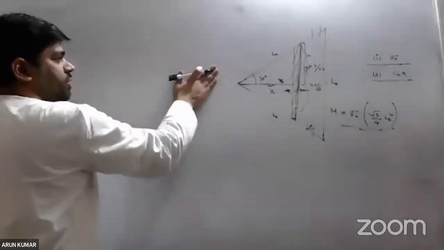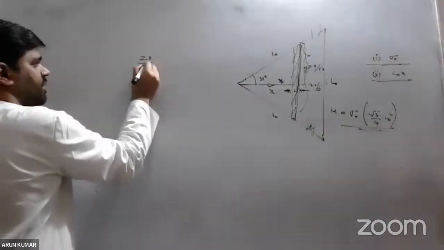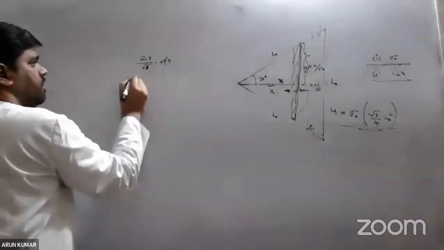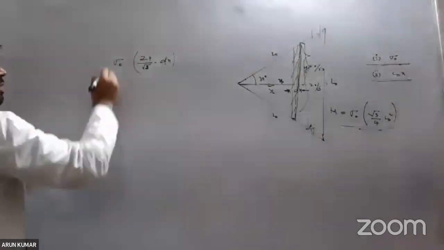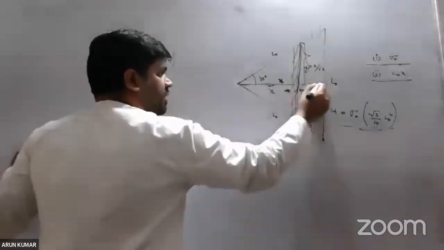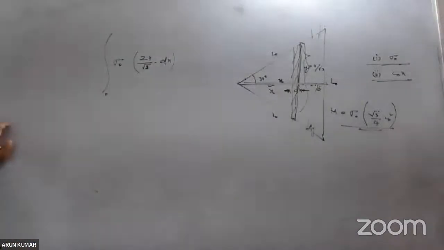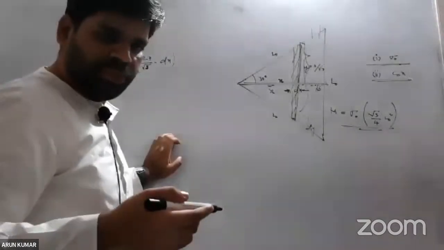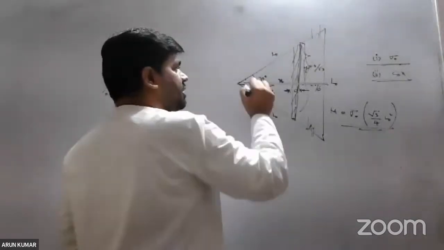So y is 2x by root 3. So the element is 2x by root 3 into dx. This is my area. Sigma naught into area is my mass. I integrate this from 0 to, what is the limit of x? Sir, from 0 to L naught. No, see, this is L naught.